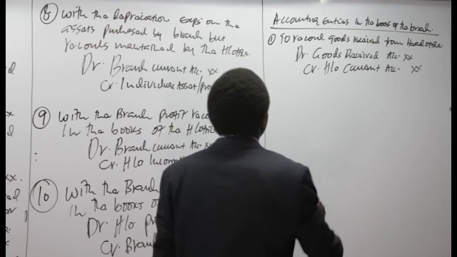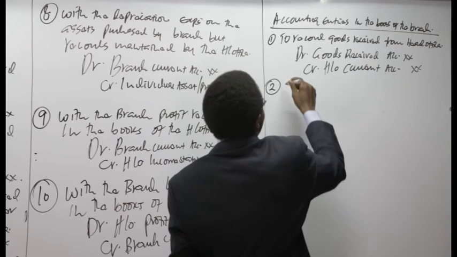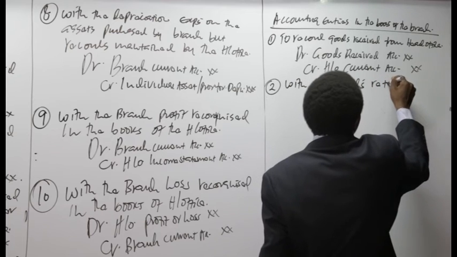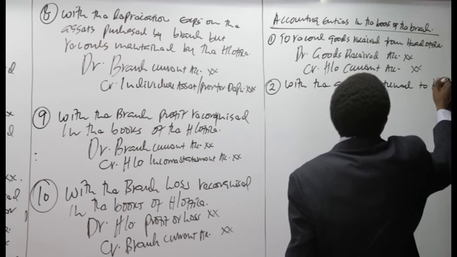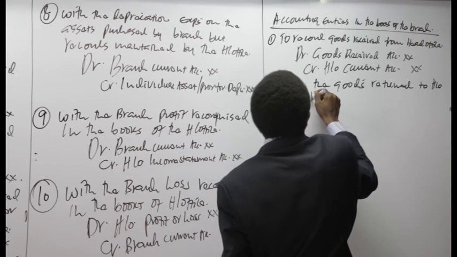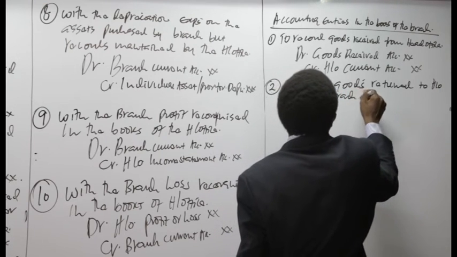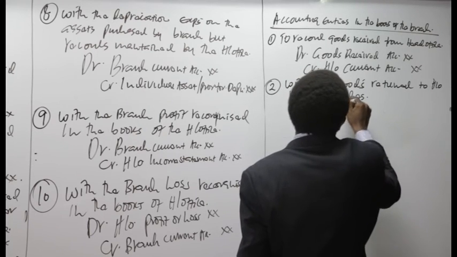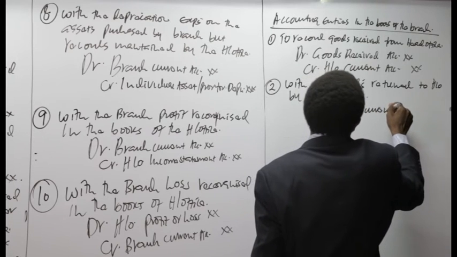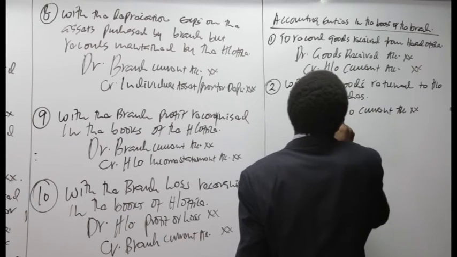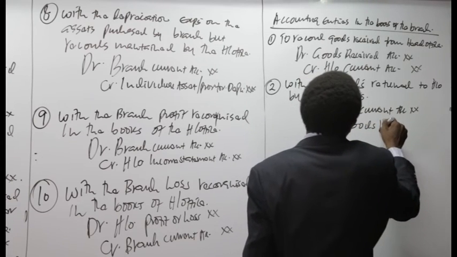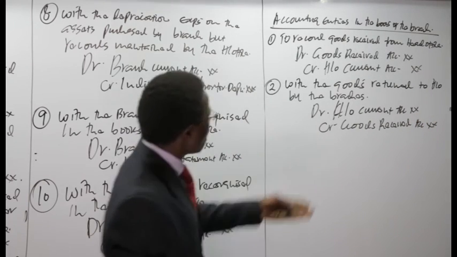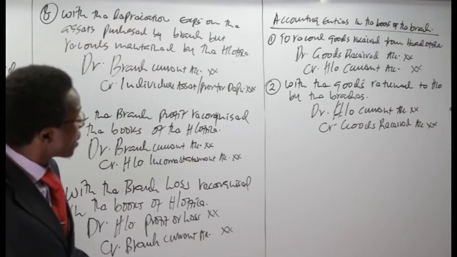That is important. Then we come and say number 2, with the goods returned to head office by the branch, we are going to debit the head office current account. Then we credit the goods received account. So there's no big deal. It's just the same information. There's no big difference.